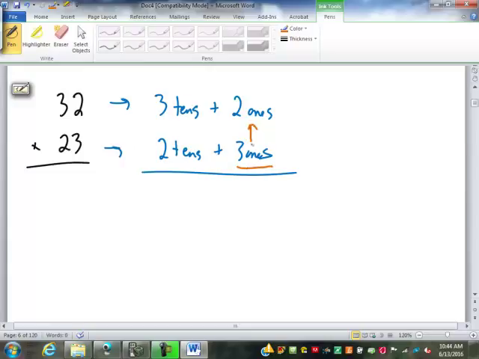Now we combine counts, and we also combine the names. 2 times 3 is 6. 1s times 1s is 1s. Then I'm going to combine it with the 3 tens. 3 times 3 is 9. 1s times 10s is 10s.